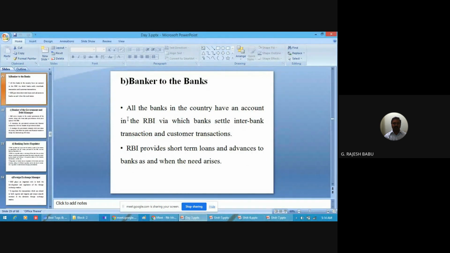Second one, bankers to the bankers. All the banks in the country have accounts in the Reserve Bank of India, with which banks settle interbank transactions and customer transactions. It also enables banks in maintaining statutory reserve requirements like SLR and acts as lender of last resort. It also provides short-term loans and advances to banks when need arises.